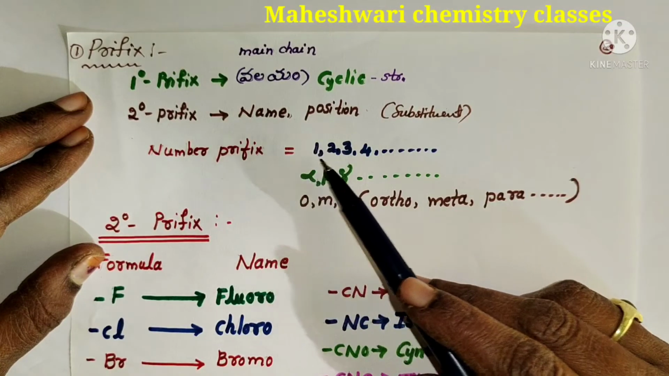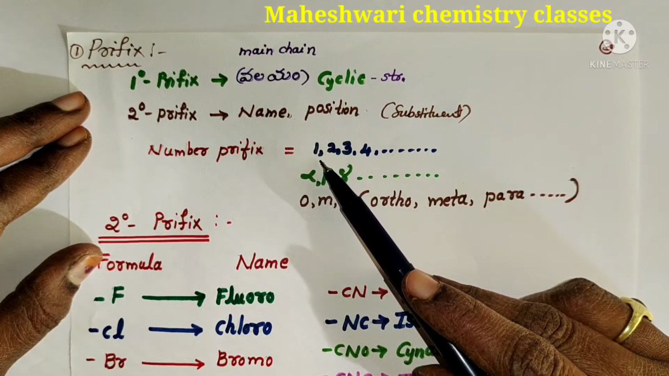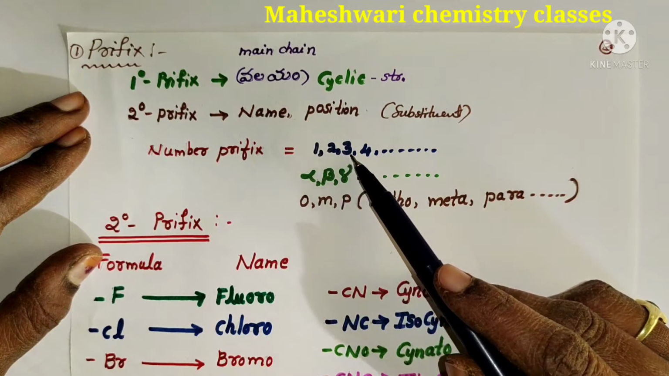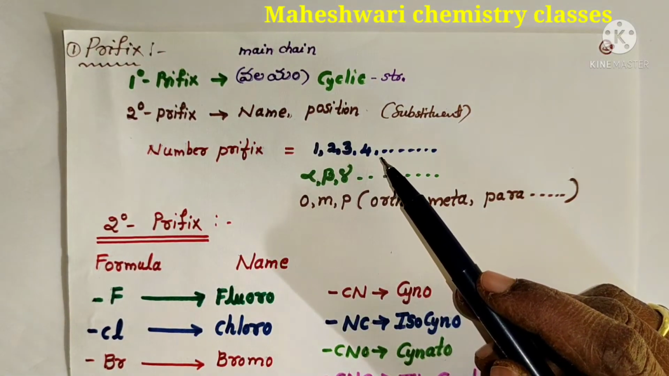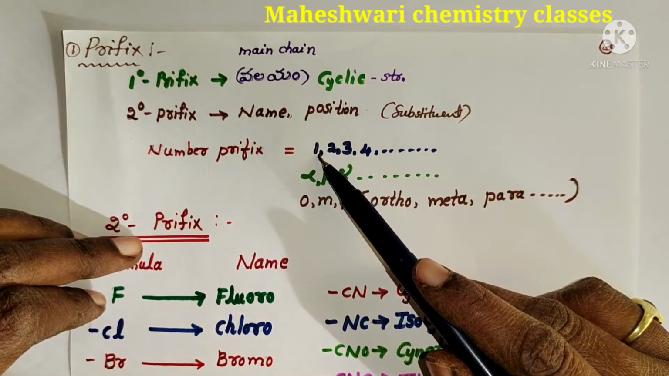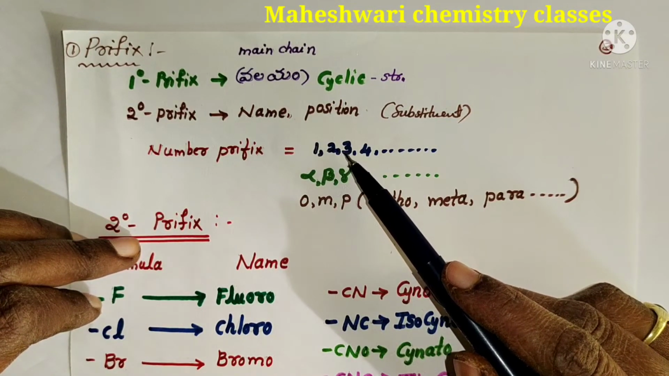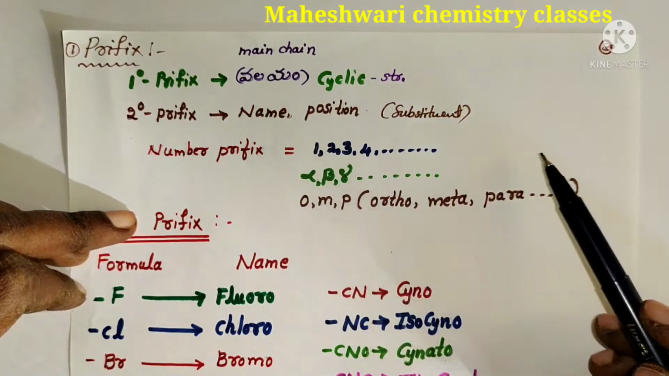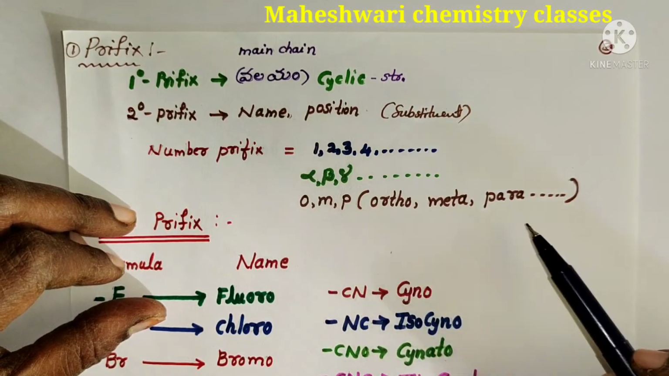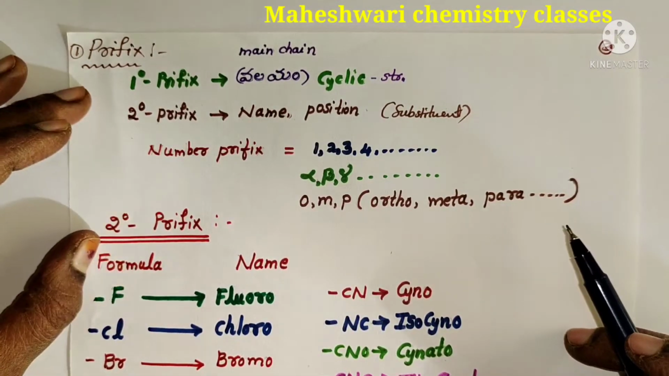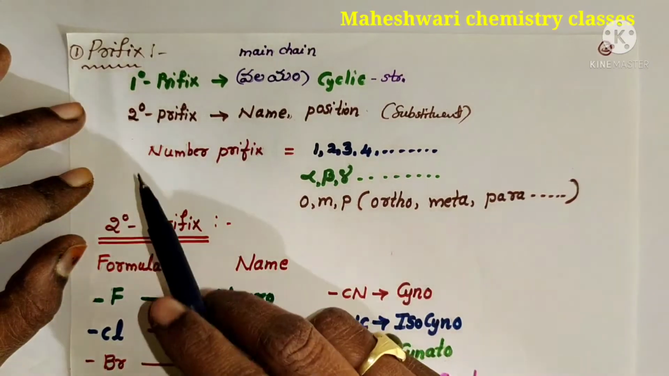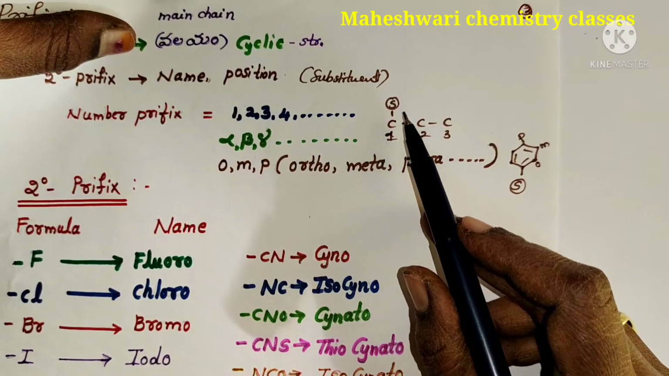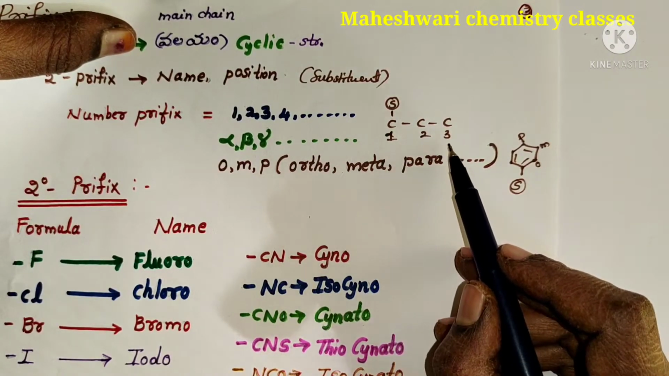Here we have to give the numbering. It may be the first carbon containing 1, second carbon 2, like that 1 2 3 4. Since the substituent is on the first carbon, we give it numbering 1, and on the second carbon, numbering 2. Or it may be alpha, beta, gamma, delta. Or it may be ortho, meta, para directings. Like this we have to consider the secondary prefix.